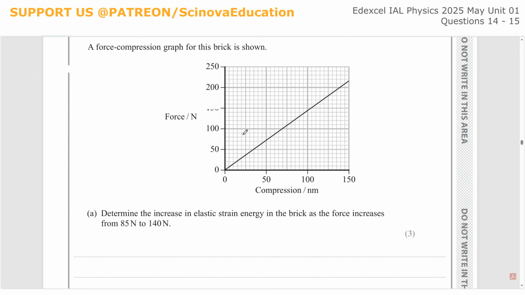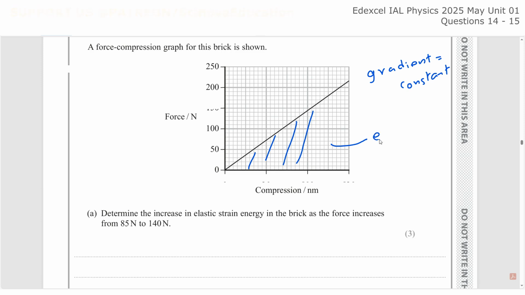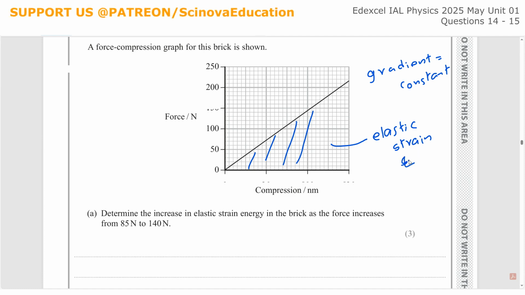In a force compression graph or force extension graph, gradient represents the constant of elasticity, and if you calculate the area under the graph, that gives us the amount of elastic strain energy that is stored in the material. Therefore, to answer this question, we can calculate the energy under the graph.